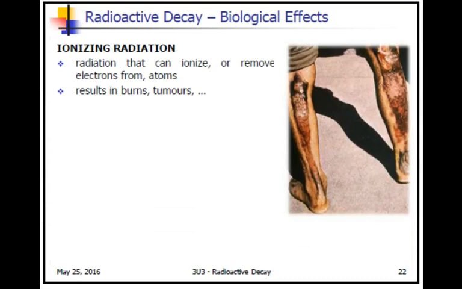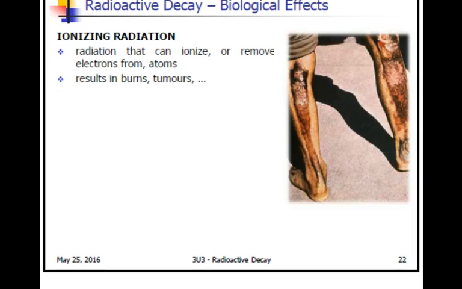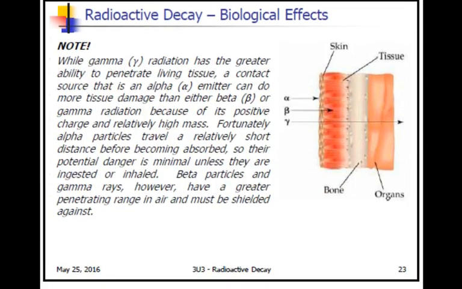So when you have atoms that are losing their electrons, it could result in burns and tumors. While gamma radiation has the greater ability to penetrate living tissue, a contact source that is an alpha emitter can do more damage than either a beta or gamma radiation because of its positive charge and relatively high mass. So that alpha particle, being a helium particle, has a higher mass versus a beta particle or a gamma particle.